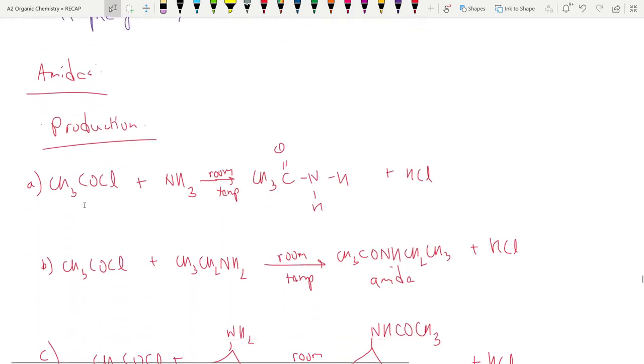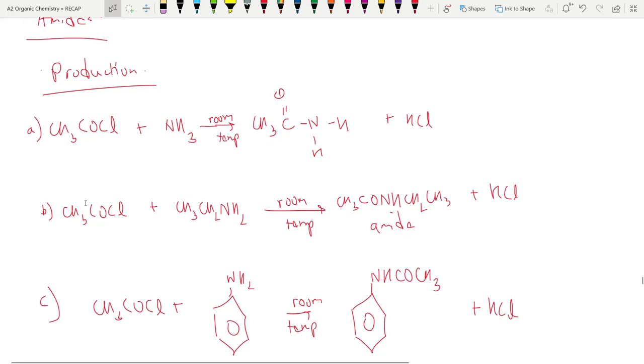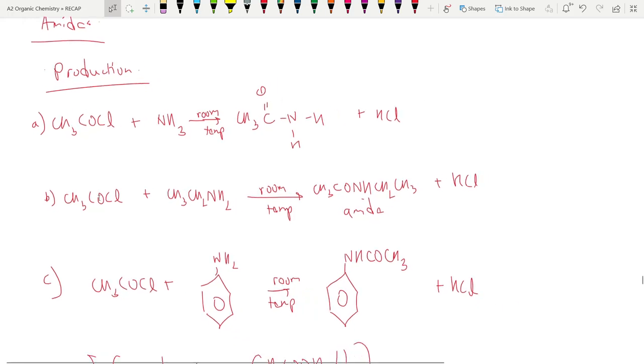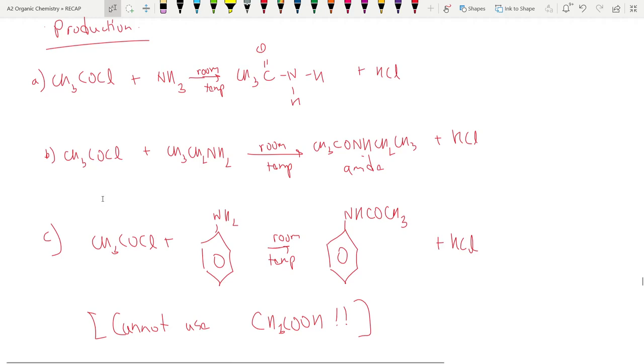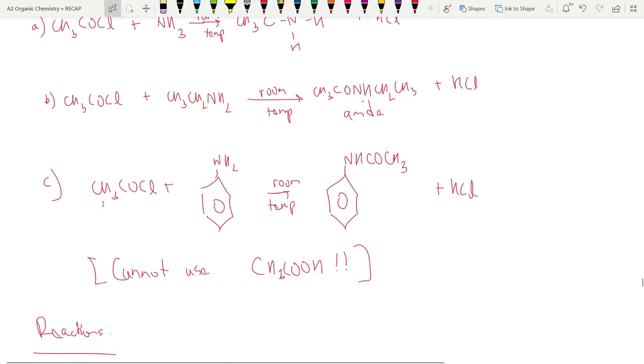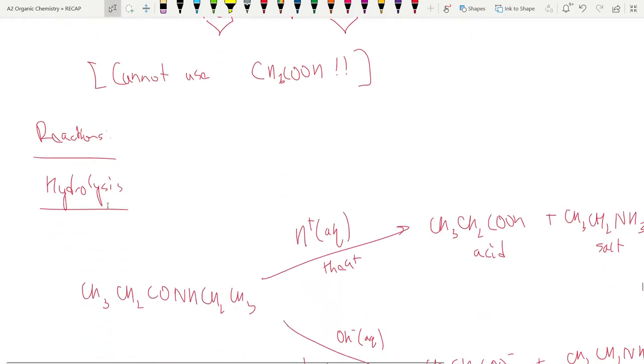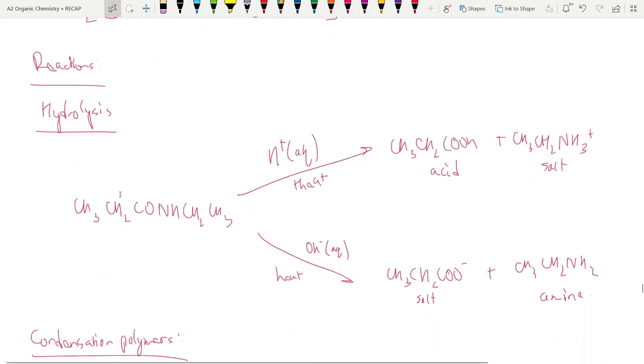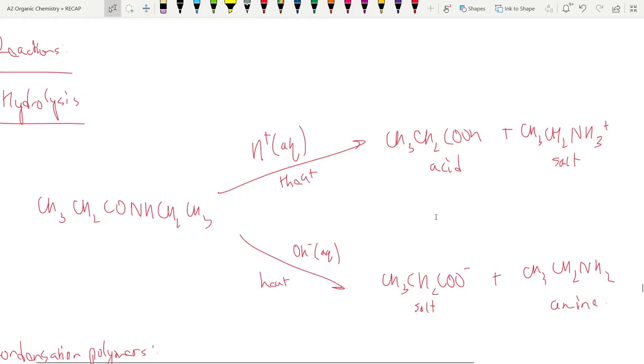Moving on to amides. Amides can be formed by reacting acyl chlorides with ammonia, primary amines, or aniline. We are getting amides that way. This occurs at room temperature, but you cannot use carboxylic acids. Remember that. What reactions do amides undergo? They take part in two reactions mainly. Mainly hydrolysis. You can perform acidic or alkaline hydrolysis. If you perform acidic hydrolysis, you're going to get an acid and a salt. If you perform alkaline hydrolysis, you're going to get a salt and an amine.